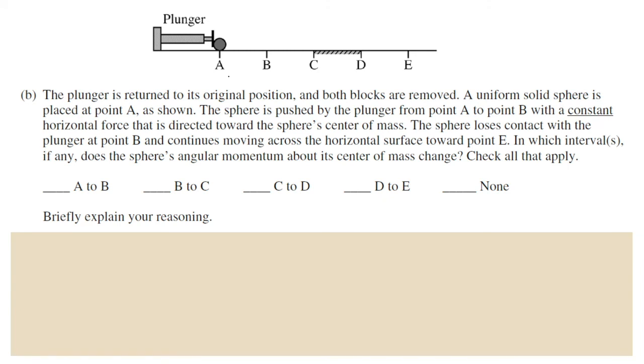In which time intervals, if any, does the sphere's angular momentum about its center of mass change? First question's gotta be, how do you change the angular momentum of an object? The answer is pretty simple. You apply a torque. Remember, the equation in the reference table says torque is equal to the time rate of change of angular momentum. I actually think it's solved for delta L. So it says torque times time. You got no torque? Then you have no change in angular momentum.